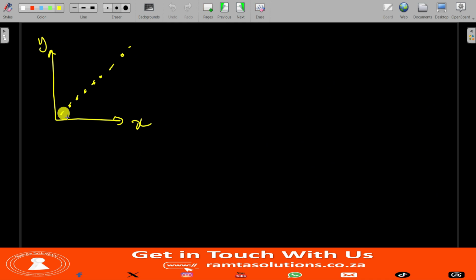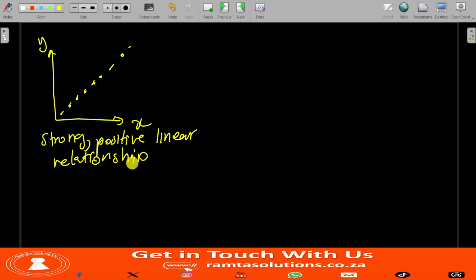So we can therefore say this linear relationship is a straight line, and a straight line of this form is positive. If you don't understand what we mean by positive, you can say when x values increase, y values are increasing. So is it positive? Yes, because when x increases, y increases. So it's a strong positive. What kind of function is this? Linear. So it's a strong positive linear relationship.